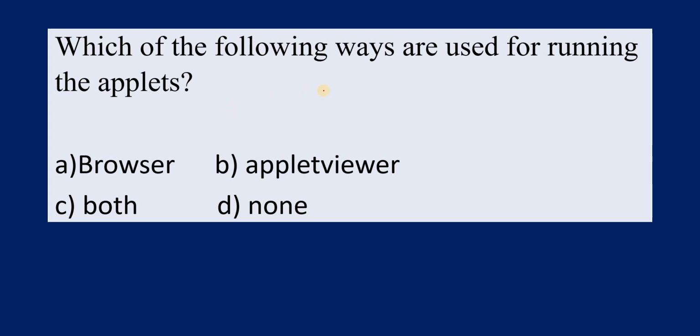Next question. Which of the following ways are used for running the applets? The answer is C. So we can use browser to see the output, as well as we can use the applet viewer tool to see the output. So the answer is both.